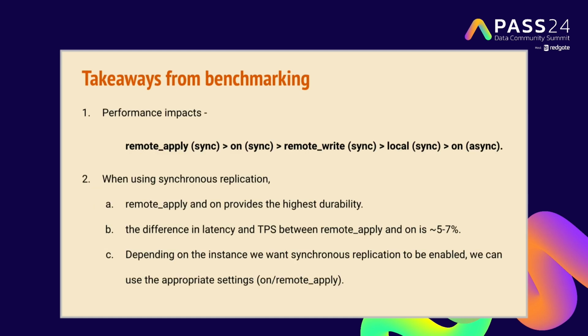So the takeaways from benchmarking, performance impacts: the highest performance impact in terms of latency and TPS was for remote apply, followed by on, followed by remote write, followed by local, and followed by on async. When using asynchronous replication, remote apply and on provide the highest durability. The difference in latency and TPS between remote apply and on was about 5 to 7%. So based on which instance we want synchronous replication enabled, and the highest durability that we want, we can choose the appropriate settings, which would be remote apply or on.